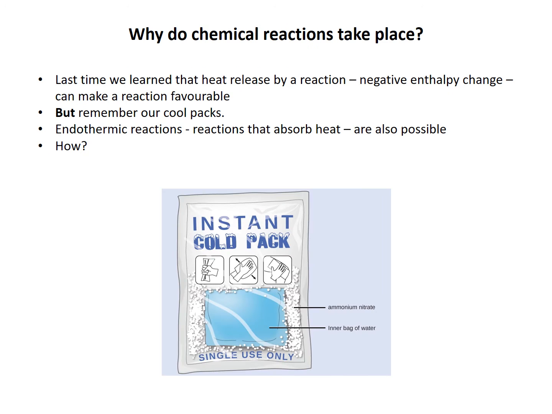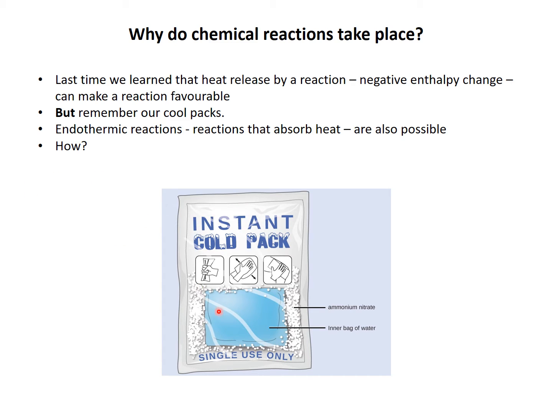unfavorable. Okay, back to our previous lecture, we learned that when a reaction is exothermic, or when it has a negative delta H, that reaction is always favorable. And we had this simple hypothesis that all exothermic reactions are favorable. But then we came across the example of an ice pack, which is an endothermic reaction. This reaction is possible as well. So how is this possible?